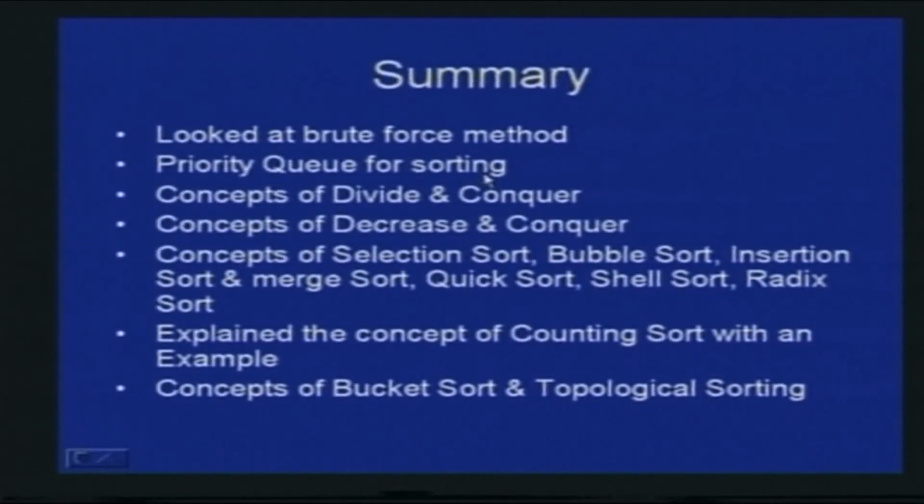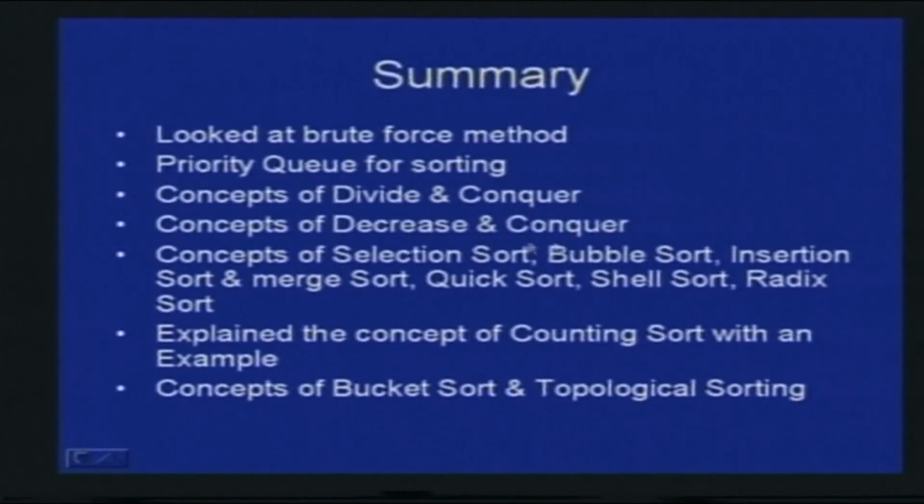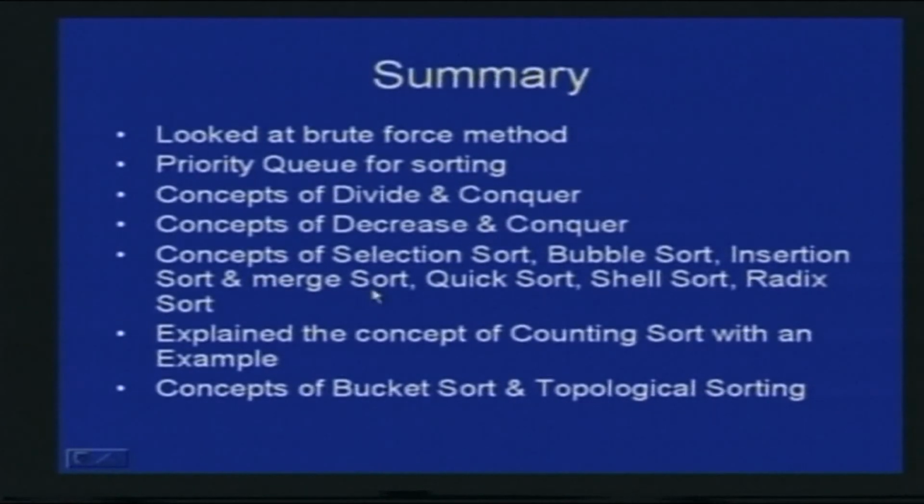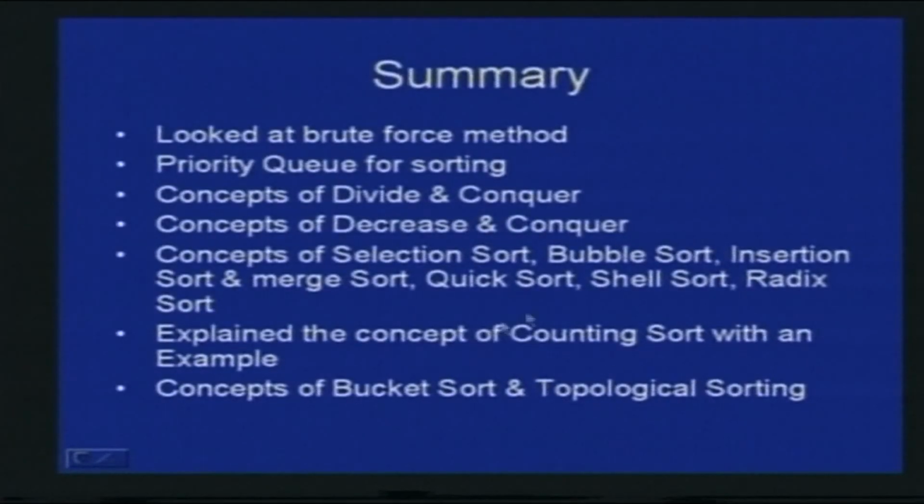Finally, to summarize what we have spoken about in this lecture, we looked at the brute force method, and the priority queue data structure used for sorting. We used it for 2 types of sorting, selection sort and insertion sort. Then we looked at the concepts of divide and conquer and decrease and conquer, and explained the concepts of selection sort, bubble sort, insertion sort, merge sort, quick sort, shell sort, radix sort. Remember, we have not gone into any steps, we have just explained the concepts. Then we looked at counting sort with an example, and then we discussed bucket sort, which was an example of counting sort, and topological sorting, which is an example of external sorting.